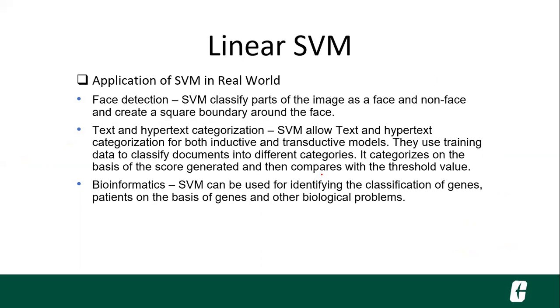SVM can also be used for text and hypertext categorization. SVM allows text and hypertext categorization for both inductive and transductive models. They use training data to classify documents into different categories. It categorizes on the basis of the score generated and then compares it with the threshold value.